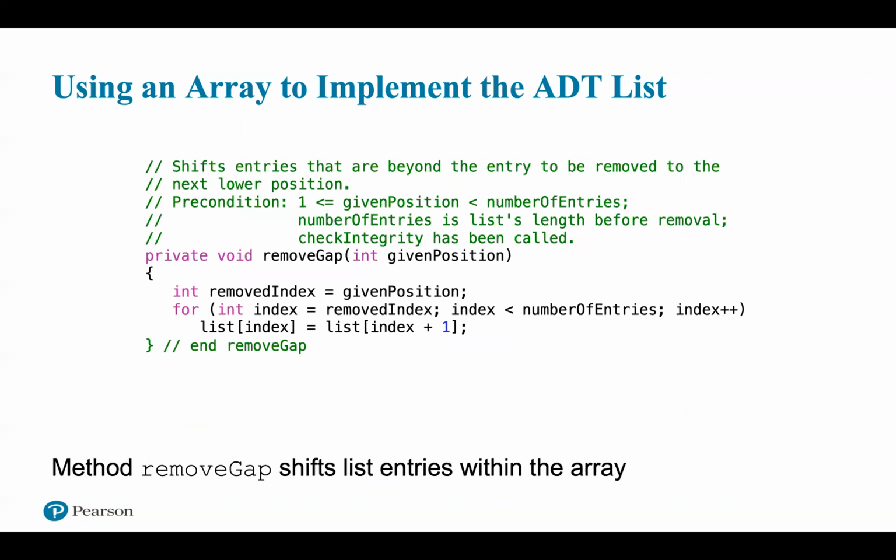We have the private method remove gap. The following private method remove gap shifts the entries in the array. And so here we're seeing the actual Java code for that.